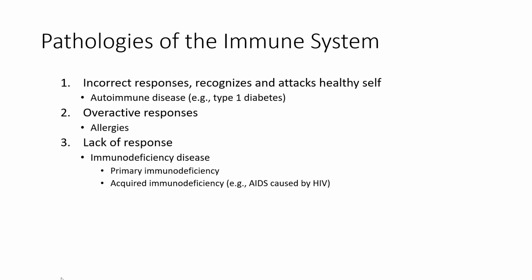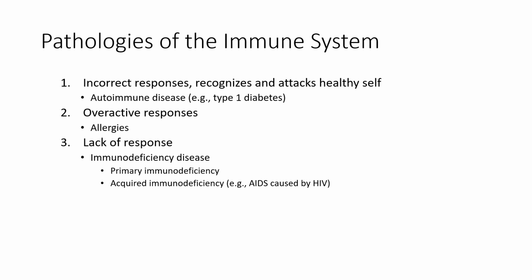Secondly, we can have an overactive immune system in which the response far outweighs what a normal response would look like. An example of this would be our allergies, right? We have allergies because the immune system is attacking chemicals that come into the body that don't really cause us any problems, but the immune system thinks that perhaps they would. And then we can have failed responses altogether. These would be called immunodeficiencies.